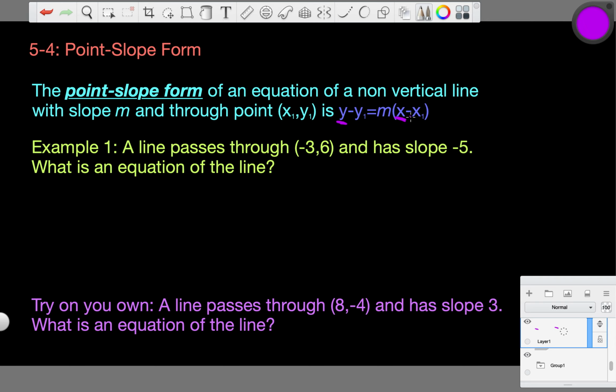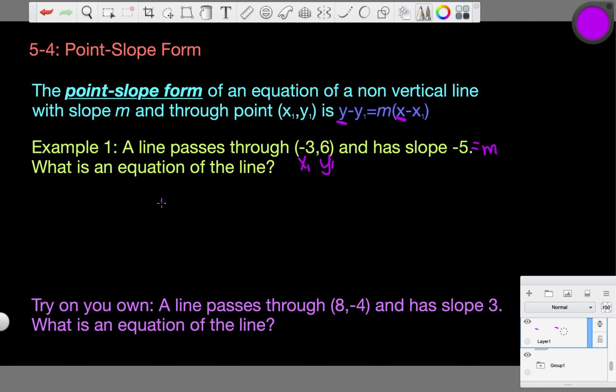So for this first example, it says that a line passes through the coordinate point -3, 6 and has a slope of -5. What is the equation of the line? So this is the coordinate point I'm given, so we could label this as x1 and y1, okay? And it says that my slope, which is m, is -5, so I'm just going to plug in.